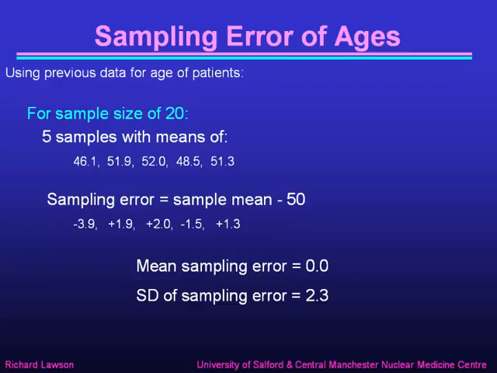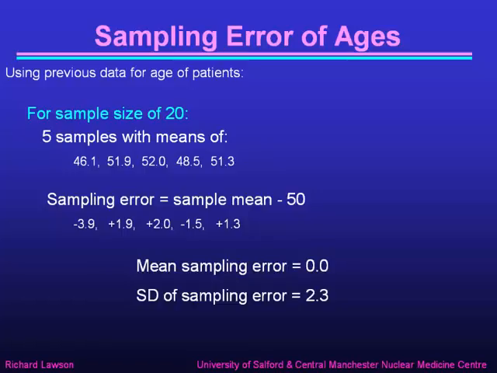Well, if we go back and look at the data that we met in the first part of this lecture on age of our patients, we already saw that if we took a sample size of 20 out of our 100 patients, then we had 5 different samples with means of 46.1, 51.9, 52.0, 48.5 and 51.3. Now the sampling error is the difference between the sample mean and the population mean, and we know that for this group the population mean is exactly 50.